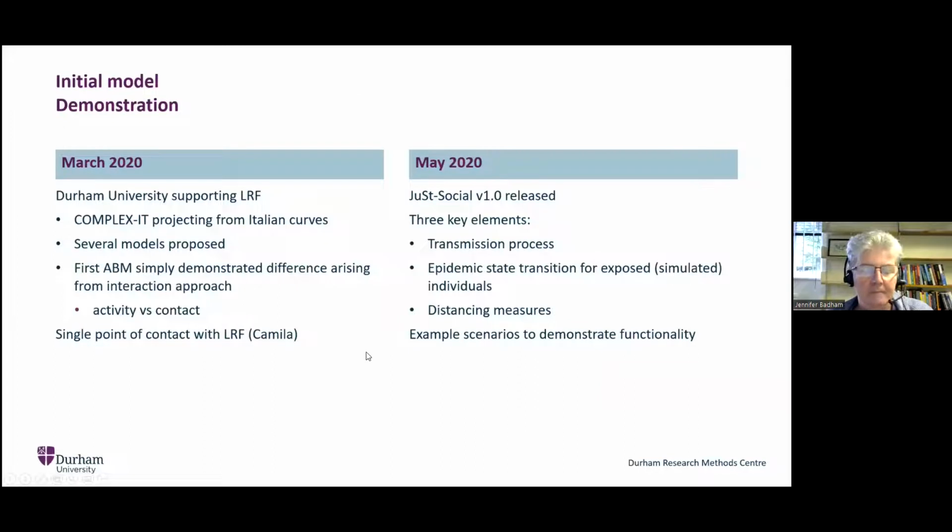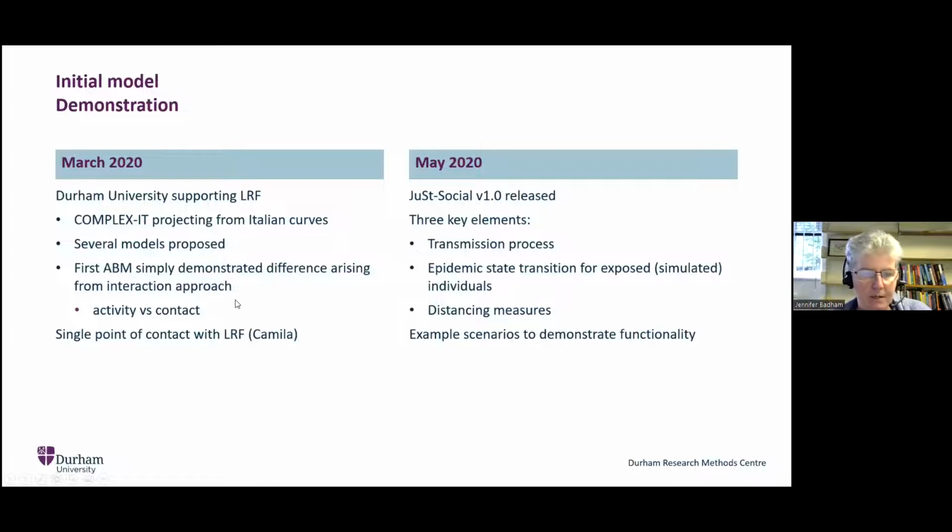Okay, so what did we do? The team supporting the LRF was doing several different things. One of the things we were doing was looking at the Italian epidemic curves and doing statistical analysis that says our curve looks closest to this particular Italian curve, and therefore use that to say this is what's likely to happen over the next few weeks.